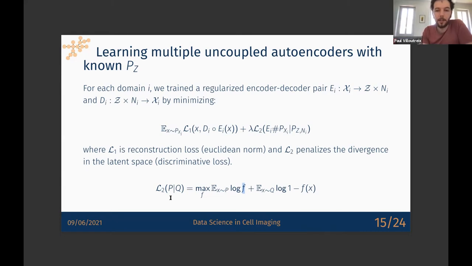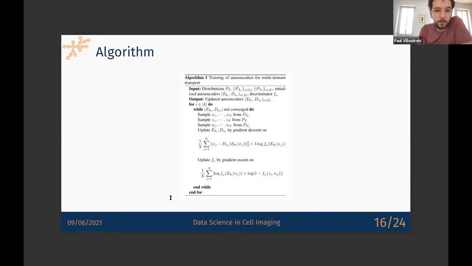So there is a trade-off between encoding and decoding the data from the original space as well as you can, and when you are in the latent space, you want to be as close as possible to a common latent variable. That's the algorithm, just how this idea is implemented. You have a gradient descent when you minimize the encoding part, and then a gradient ascent when you maximize the discriminative part. So you alternate between those two aspects.